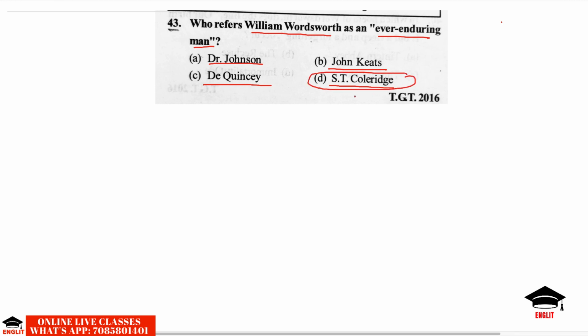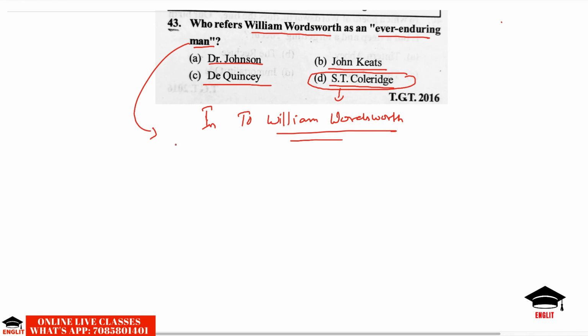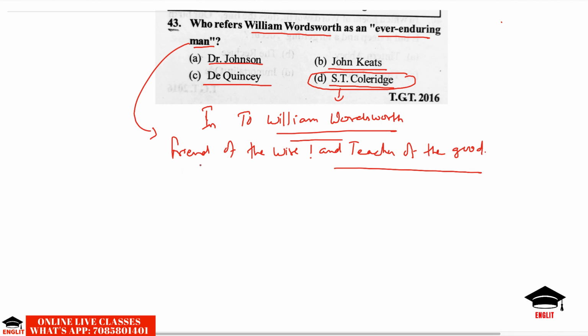S.T. Coleridge referred to William Wordsworth as an ever-enduring man in his poem To William Wordsworth. Here he addresses him in the first line, "friend of the wise and teacher of the good." So in the very opening line of the poem, he addresses William Wordsworth as friend of the wise and teacher of the good. He also addresses him as "O great bard."